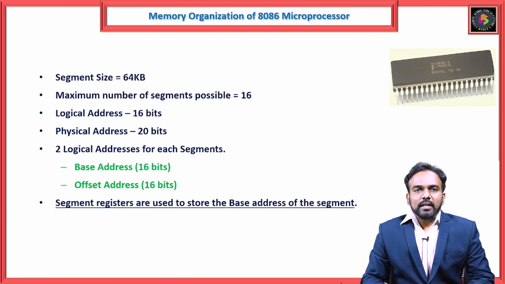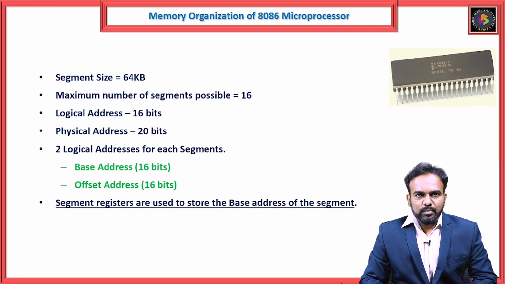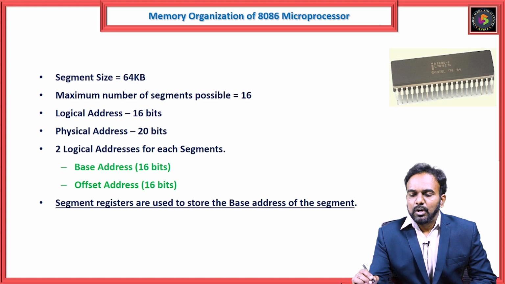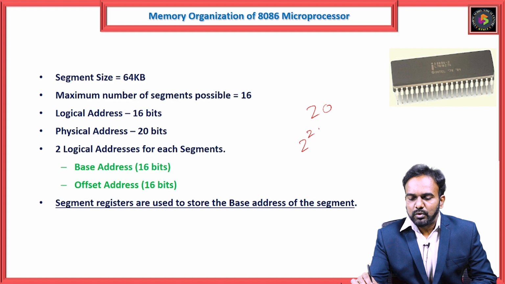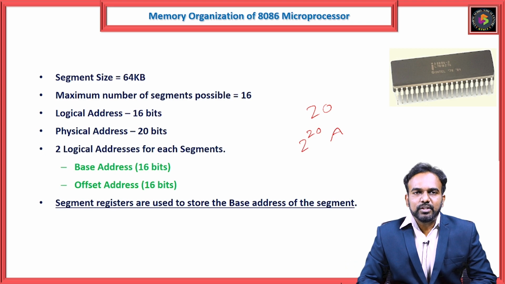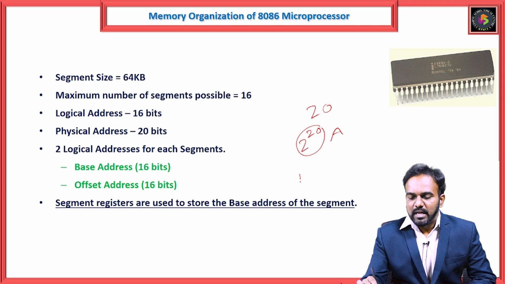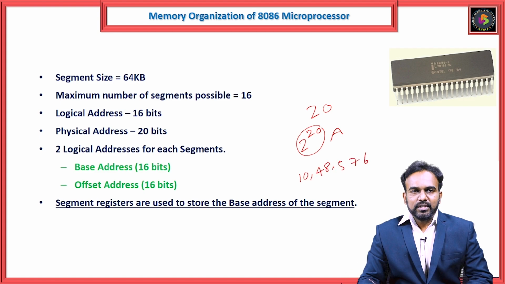Right, here in the memory organization of the 8086 microprocessor, first we will talk about the memory of the 8086 microprocessor. The 8086 contains 20 address lines. That means it contains 2 power 20 addresses. That is the memory space of the 8086 microprocessor. If you convert 2 power 20, 10,48,576 memory locations are there.